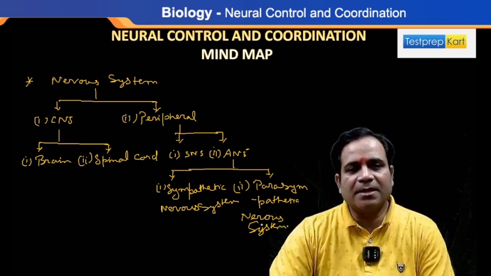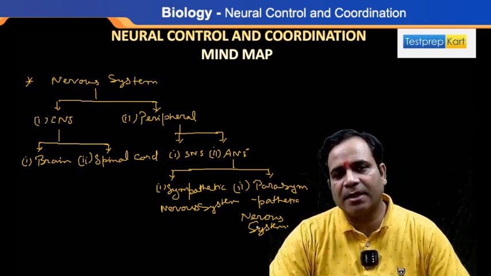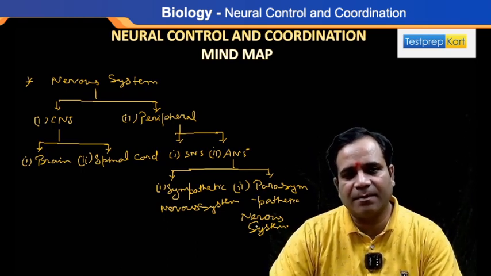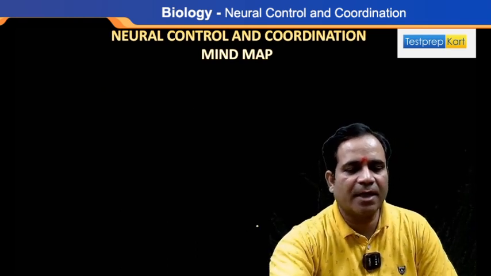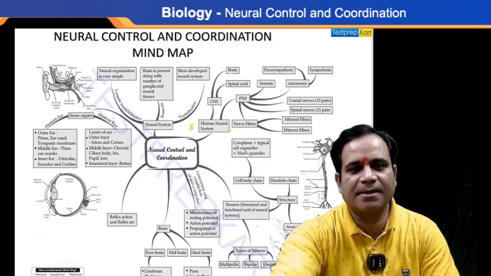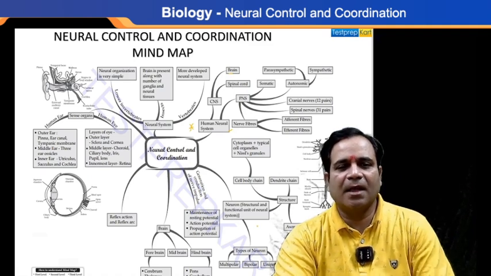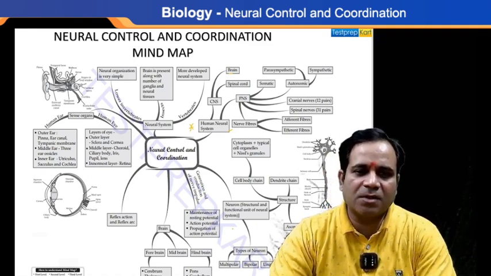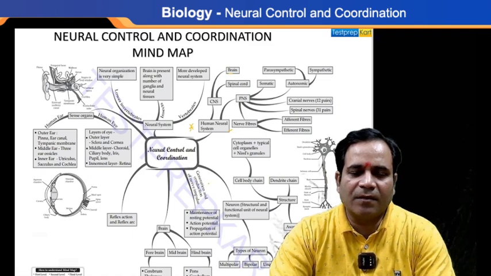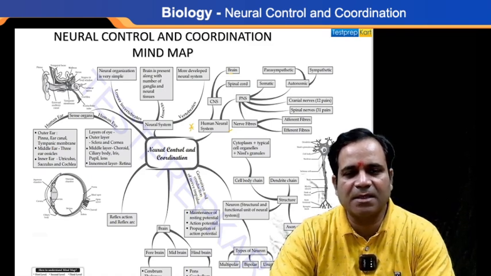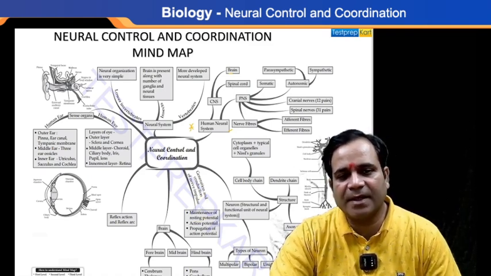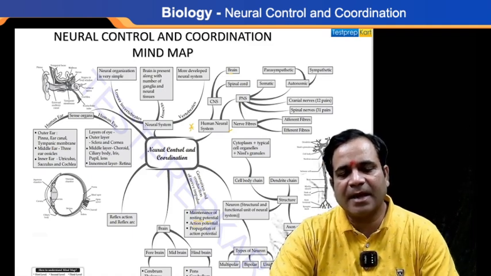You all know that all neural control and coordination happens with the help of your brain. That is the main part, the CNS, that is, the brain. Okay, so let's check this one. We also know about the generation and conduction of nerve impulses with the help of maintenance of resting potential, action potential, and propagation of action potential.